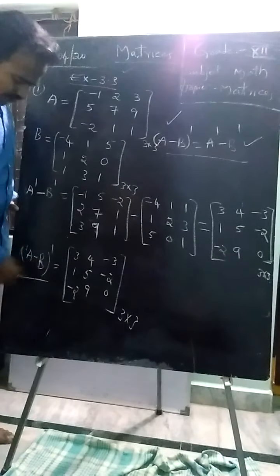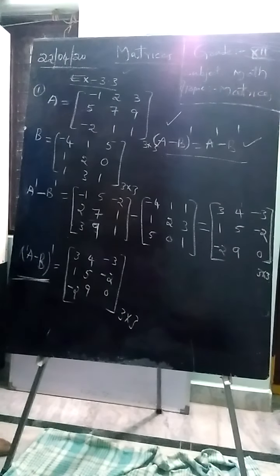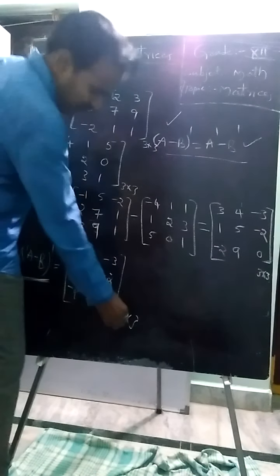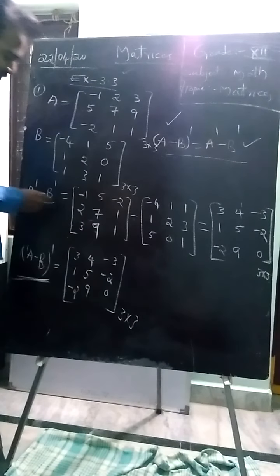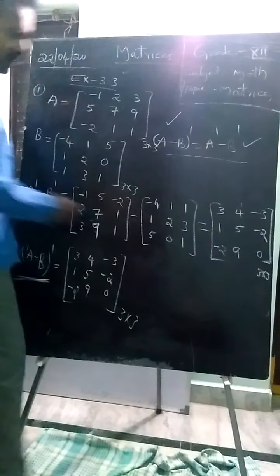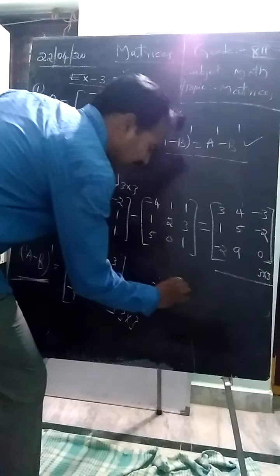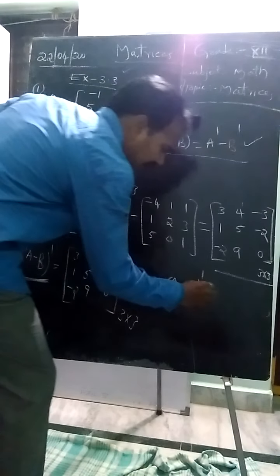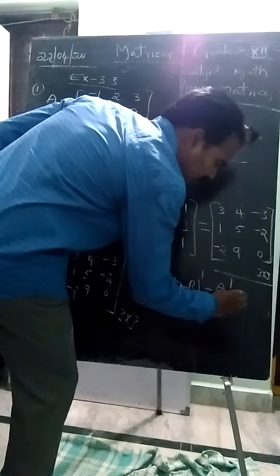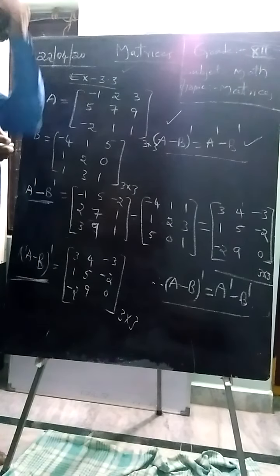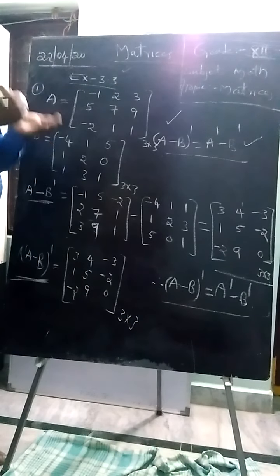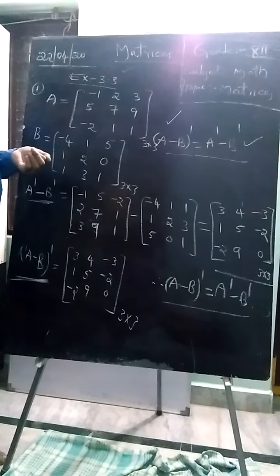So here, students, observe, we have A minus B whole transpose as the 3 by 3 matrix: 3, 4, minus 3, 1, 5, minus 2, minus 2, 9, 0. After finding A transpose minus B transpose also, we got the same result. From this, what can we conclude, students? Yes, A minus B whole transpose equals A transpose minus B transpose, which is verified. So, this is the way to check the properties or applications on transpose of matrices which are applicable.